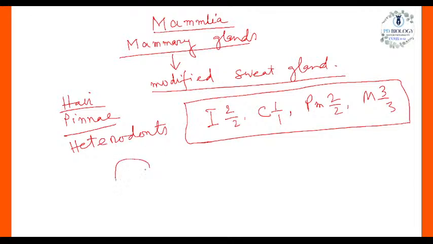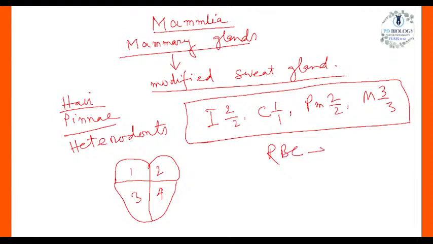Four-chambered heart, that's the unique one. The evolution almost completed here. 1, 2, 3 and 4th chambered heart is there. Here the mature mammalian RBC, that is non-nucleated. They are homeothermous, that is endothermous. Respiration by lungs, sexes are separate and fertilization is internal.